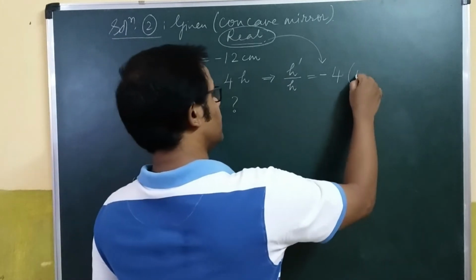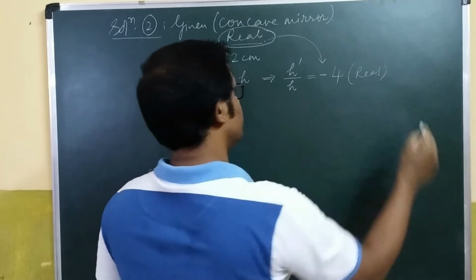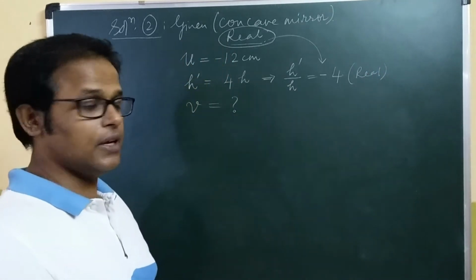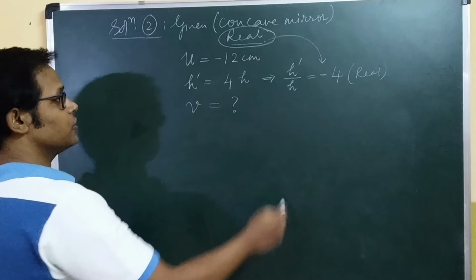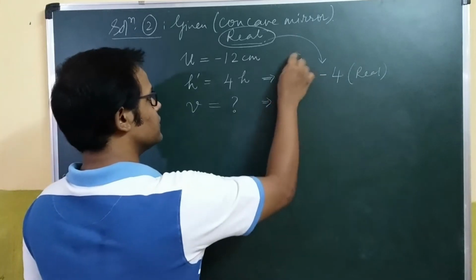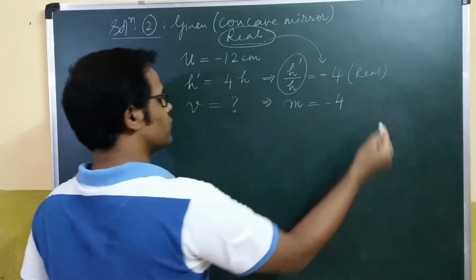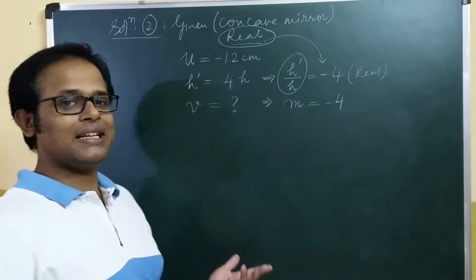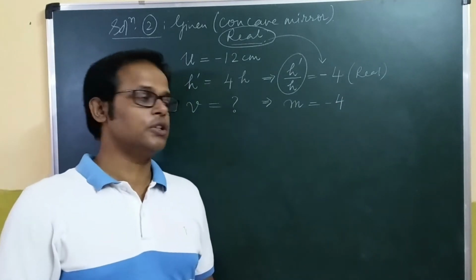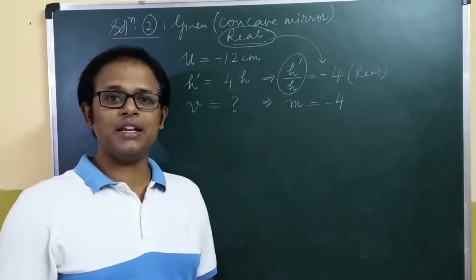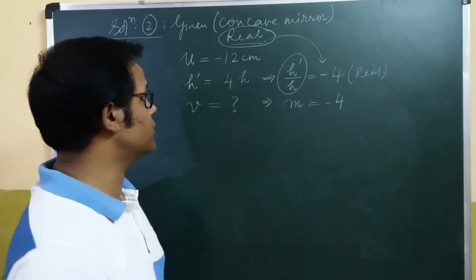It's a very, very important point. Many students miss it out and hence the answers go wrong. So now if you observe, this is nothing but your magnification. So if you've understood from here onwards, you could have directly written what the question was talking about. The question was talking about its magnification. So it's m equals minus 4.